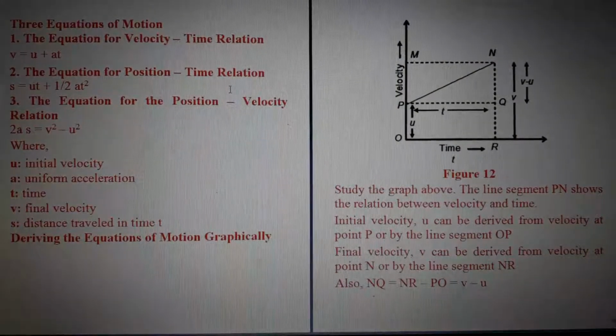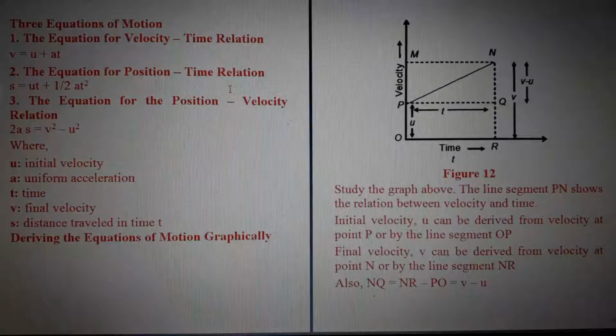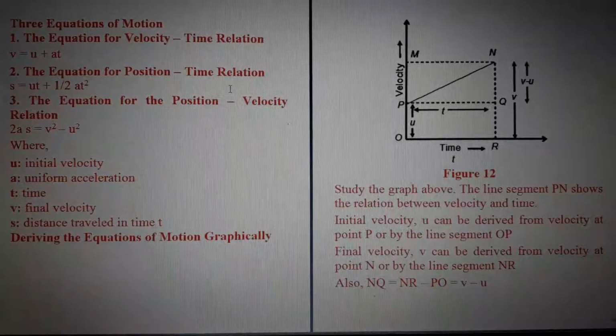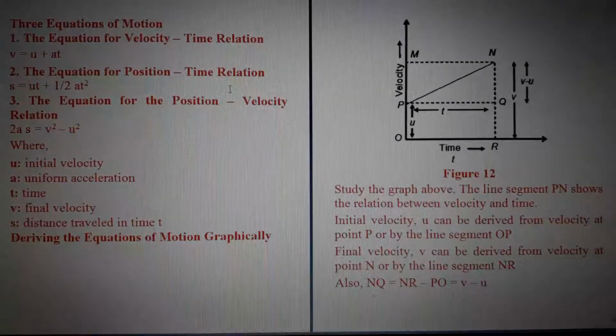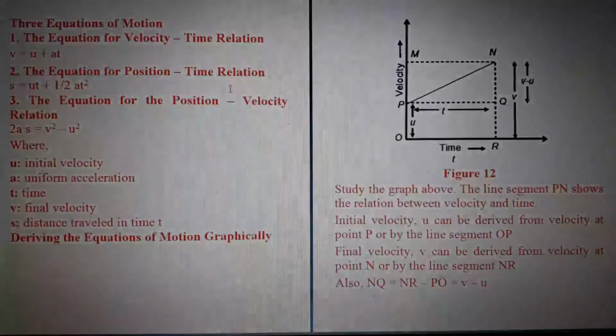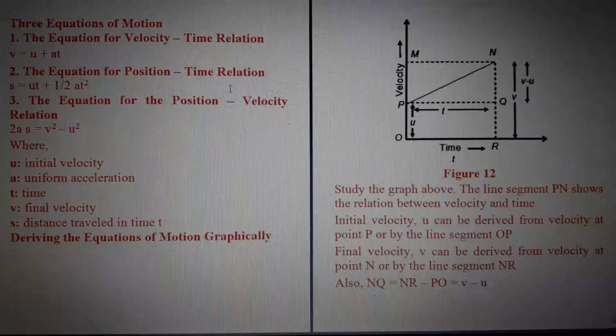So what are we doing? We are giving values for each part of the graph. For example, the first thing we want to know, having understood this area, is what we need to find. We need to find displacement from it. If we are able to find displacement from this graph, we can easily derive all these three equations.